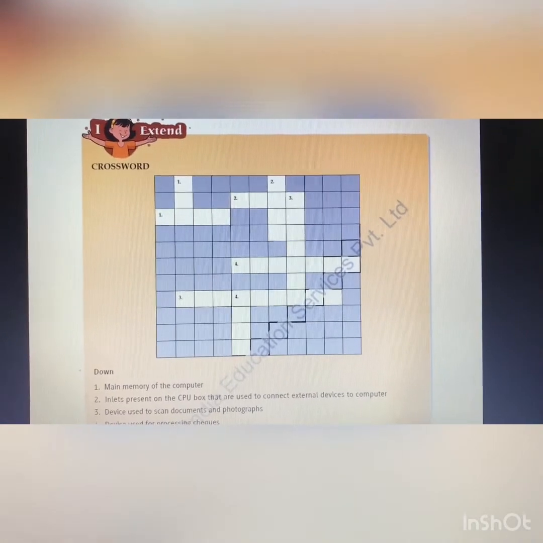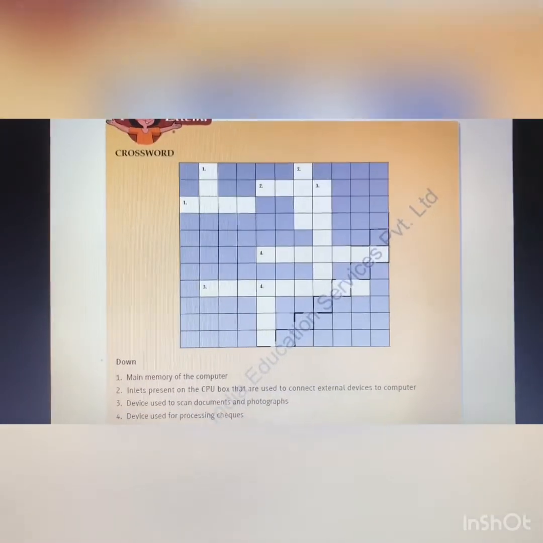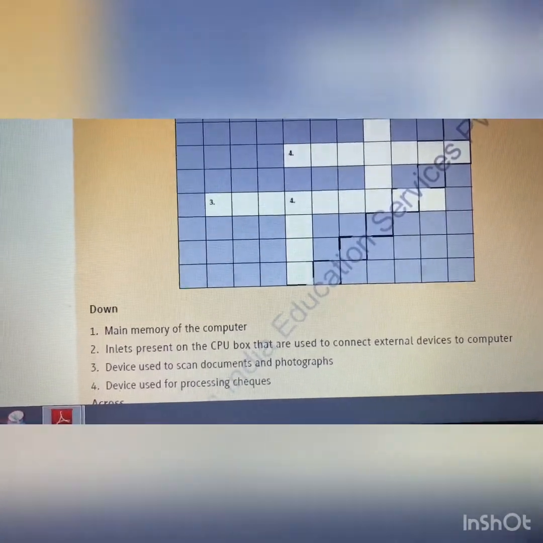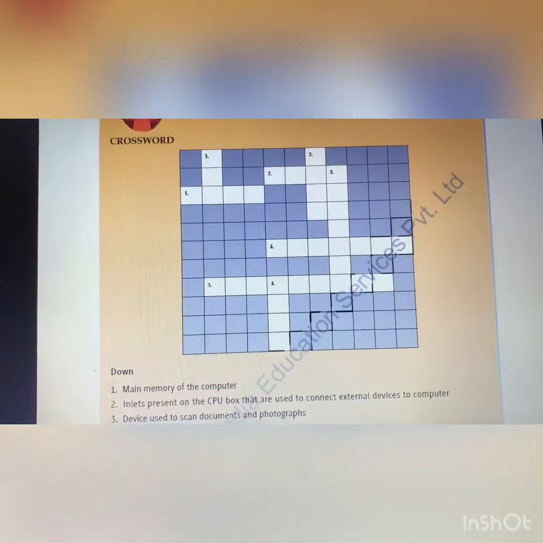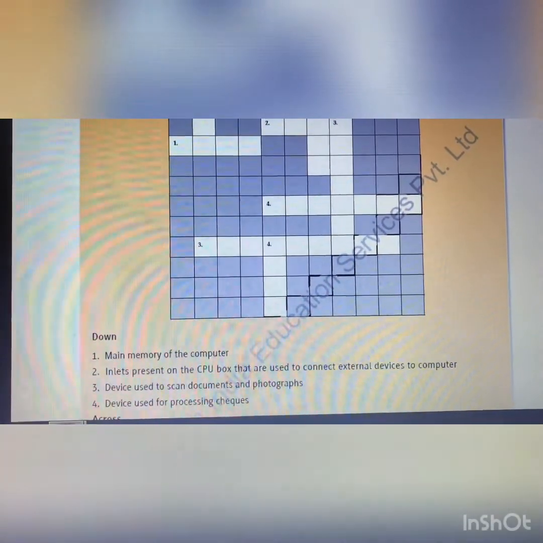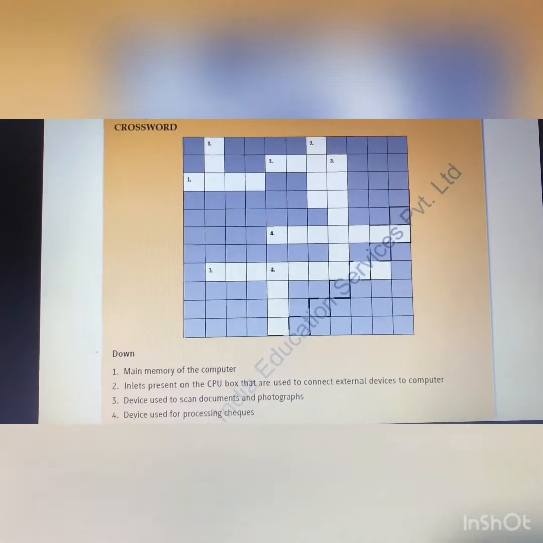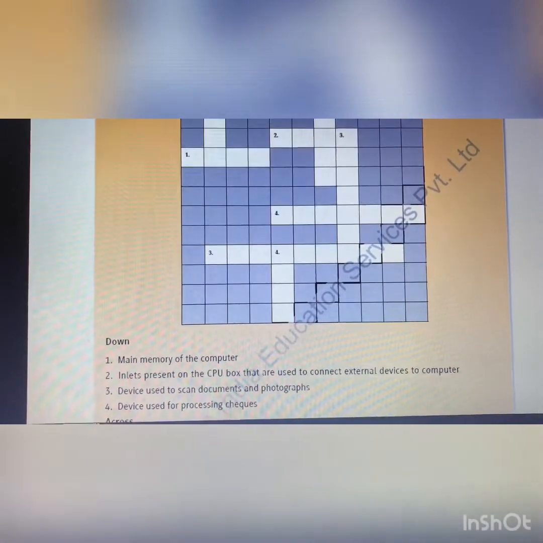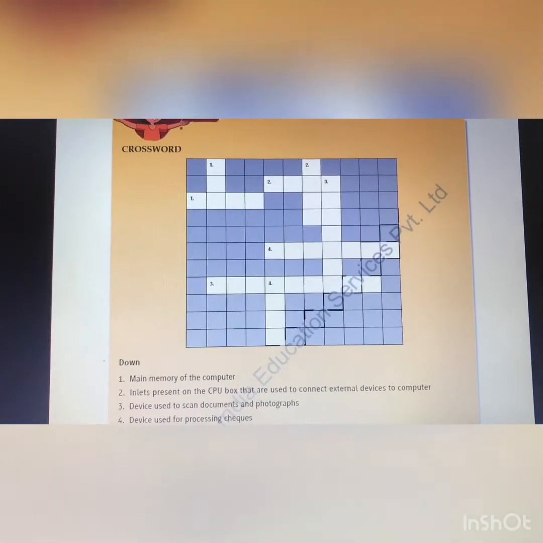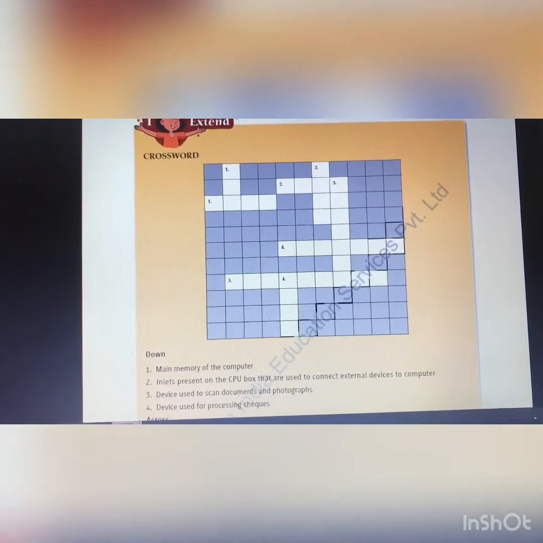Students, next is our iExtend crossword. This is from the application book. You all have to do only the down ones. Down. First is main memory of a computer. So you all have to write the answer in column number 1. Number 2, inlets present on the CPU box that are used to connect external devices to the computer. Number 3, device used to scan documents and photographs. Number 4, device used for processing cheques. Only you all have to do the down crossword 1, 2, 3 and 4.